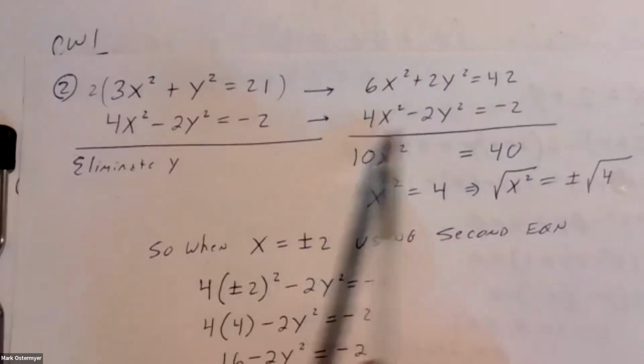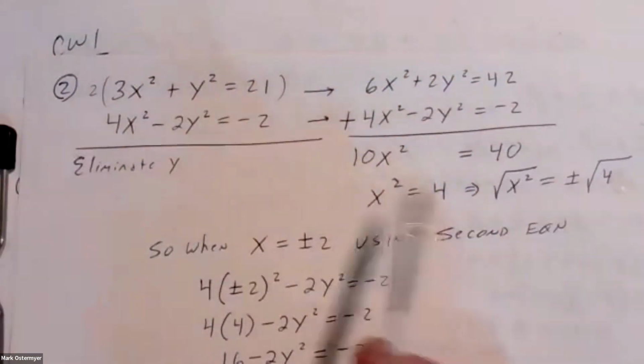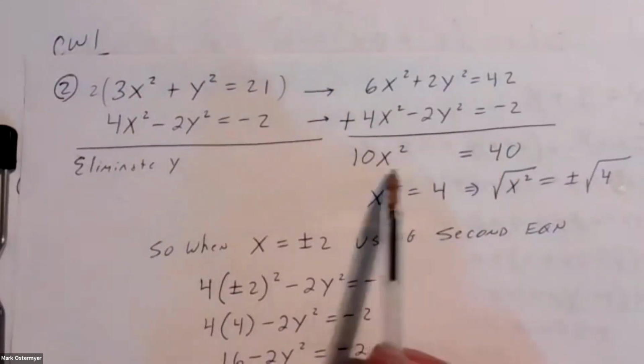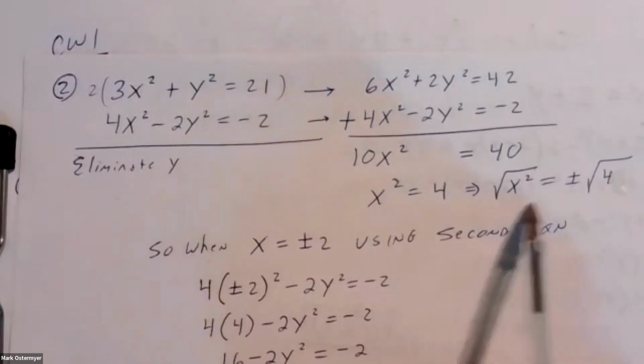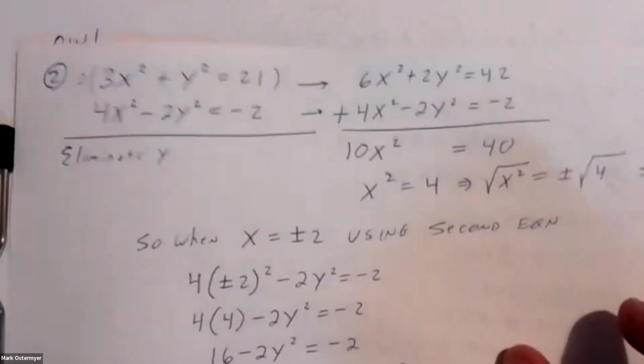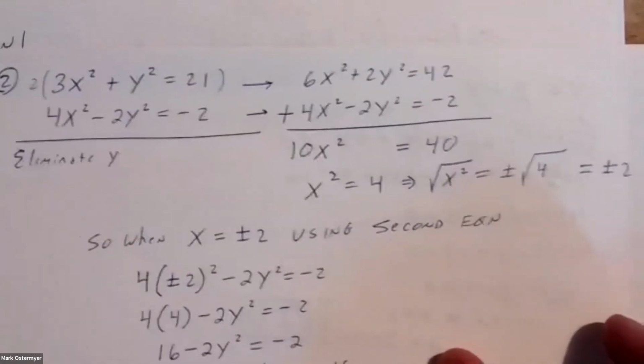Then adding the equations together, y is eliminated, and I'm left with this equation in x, this quadratic equation, which I solve using the square root method. And I get x is equal to plus or minus 2.